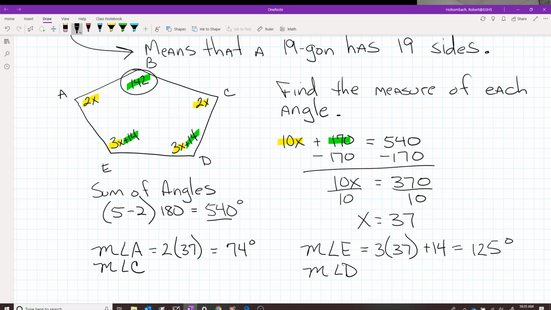Does anybody have any questions? Again, you've been doing this most of the year with triangles. Now you're just going to be doing the same type of problems today with different shapes. But you're going to have to find the sum of the angles based on the shape. And the sum of the angles is going to be based on the number of sides in the shape.